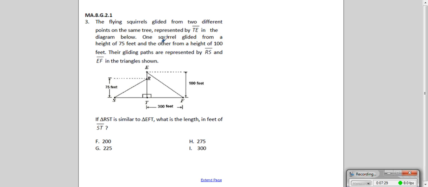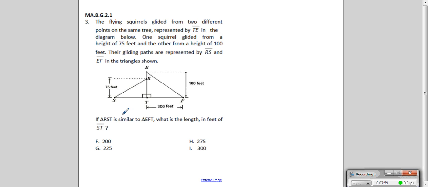For number 3, the flying squirrels glided from 2 different points on the same tree, line segment TE in the diagram below. One squirrel glided from a height of 75 feet and the other from a height of 100 feet. Their gliding paths are represented by RS and EF in the triangles below. Here's your diagram. If triangle RST is similar to triangle EFT, what is the length in feet of line segment ST?